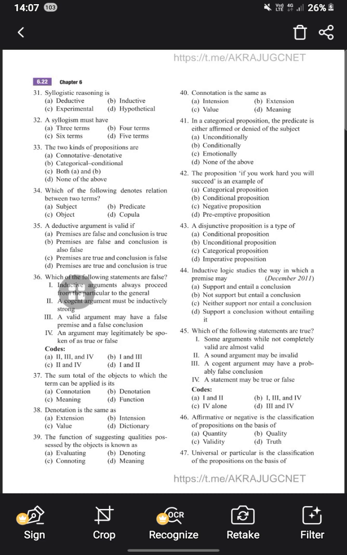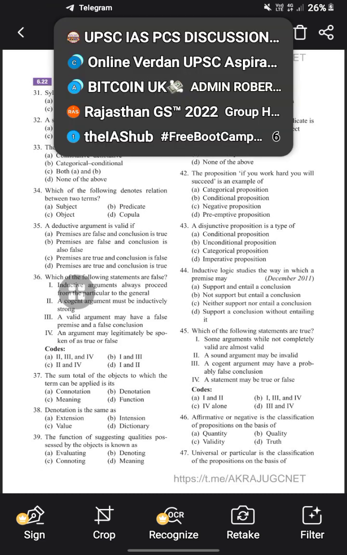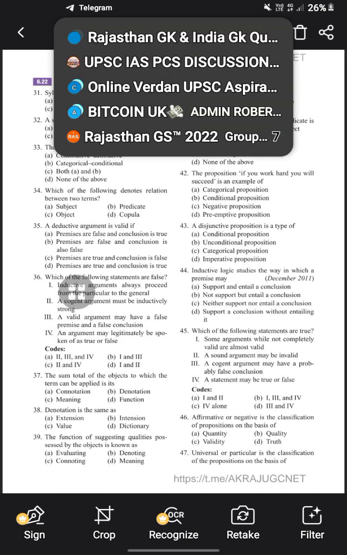Which of the following is false? 33 is C, that is 2 and 4. A cogent argument must be inductive. An argument may legitimately be spoken of as true or false. A valid argument may have a false conclusion, no. Inductive arguments always proceed from the particular to the general, that's also not true.